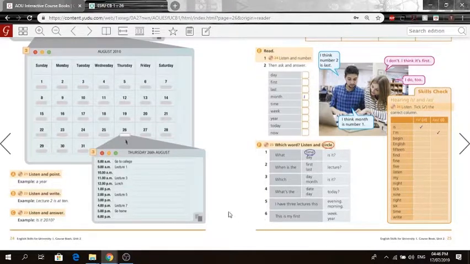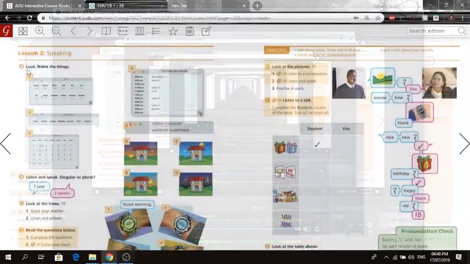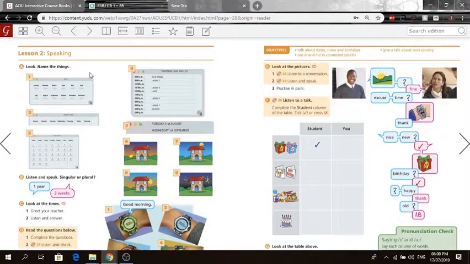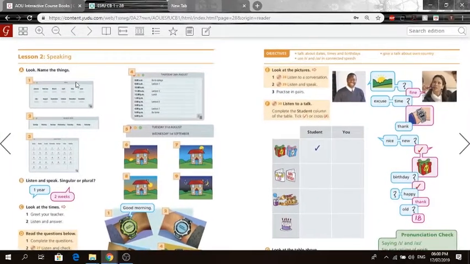Okay, now let's move on to speaking. Okay everybody, so we're now here on lesson 2, speaking of unit 2, and let's just hop right into it. So exercise A, look and name the things. So here we have 9 pictures and we kind of have to name them. So I think number 1 is a calendar. Okay, so since it has the months of the year and the year itself, 2010, obviously.